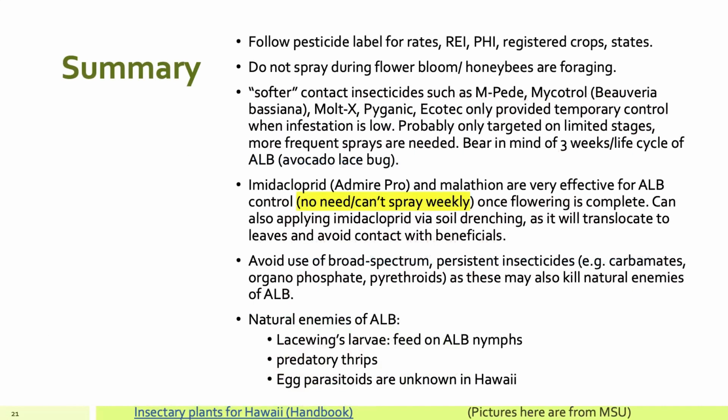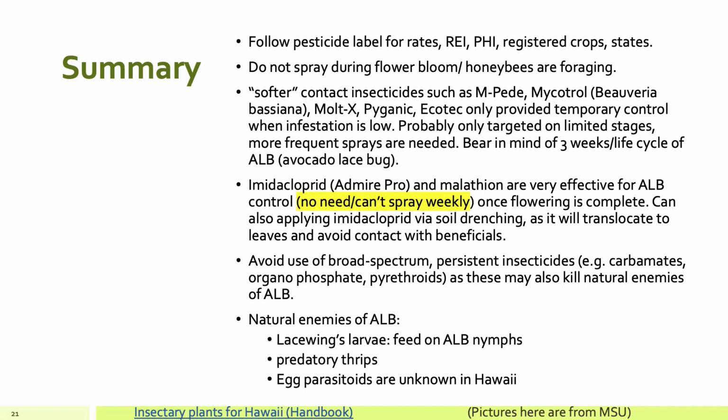And then to summarize the information, you want to make sure you follow all pesticide label rates, restricted entry intervals, and pre-harvest intervals, and make sure that it's registered on the crop and in Hawaii. For most of the products, you don't want to spray during flower bloom. There are going to be a lot of honeybees foraging, and you don't want to be contacting them while they're foraging.